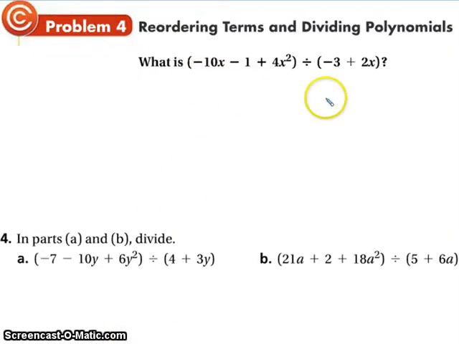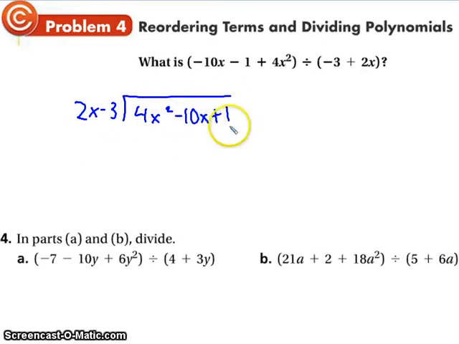Now in some cases we're going to want to reorder them. So I'm going to write like this: 2x minus 3 on the outside, and on the inside would be 4x squared minus 10x plus 1. And that's going to help me go through the process. So I'm going to multiply this by 2x. That's 4x squared minus 6x.